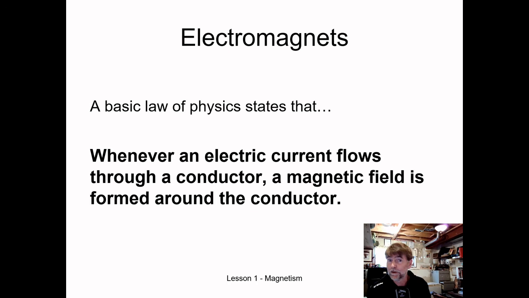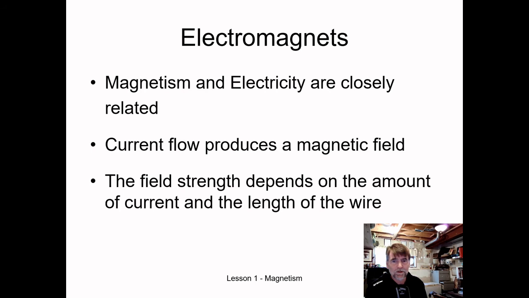So magnetism and electricity are closely related. Current flow produces a magnetic field each and every time. The field strength, how strong that magnetic field is, depends on the amount of current and the length of the wire. Both of those are relevant, and that's going to determine how strong a magnetic field we get as a result of the current flow.